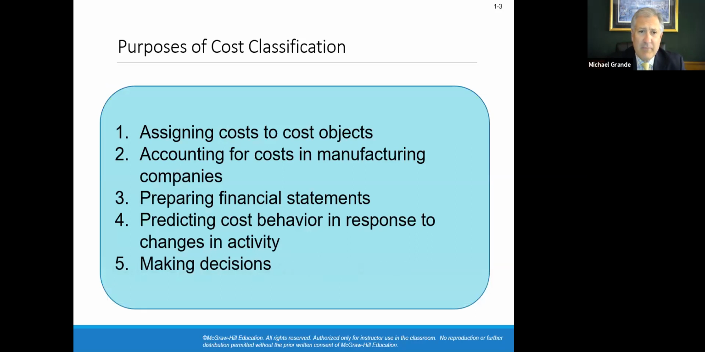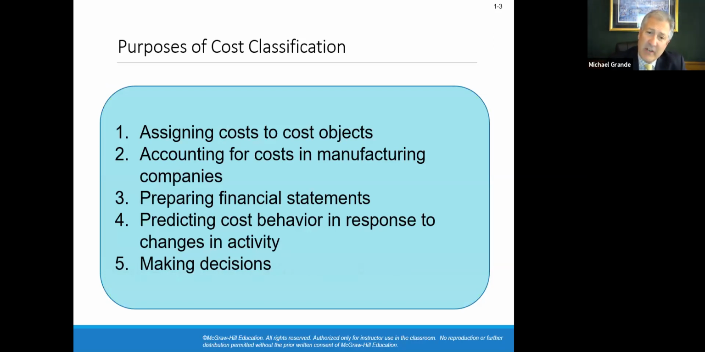We have 5 real topics that we're going to take a look at here, and the first one is assigning cost to cost objects, accounting for costs in manufacturing companies. We're not talking about retail companies in this course. We're talking about a company that makes something from scratch and then sells it. A little bit about preparing some financial statements, and getting more into the nuts and bolts.